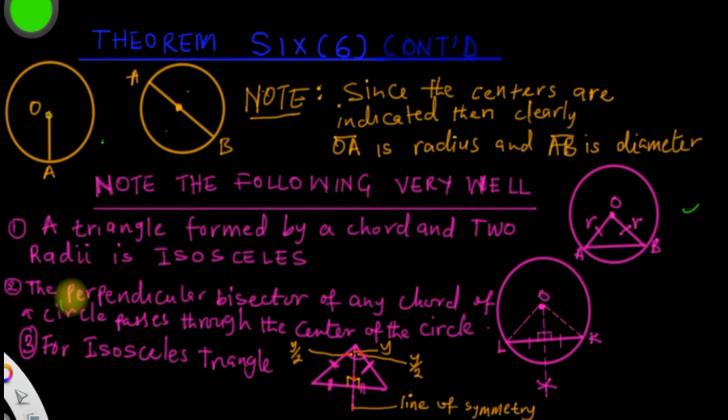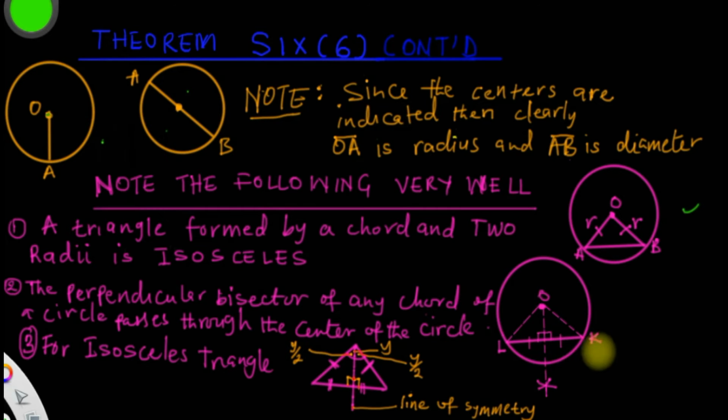The second point is that the perpendicular bisector of any chord of a circle passes through the center of the circle. So this is a chord. Perpendicular bisector means that if you divide this chord into two equal parts, then always that bisector will pass through the center of the circle. So that's what we mean.